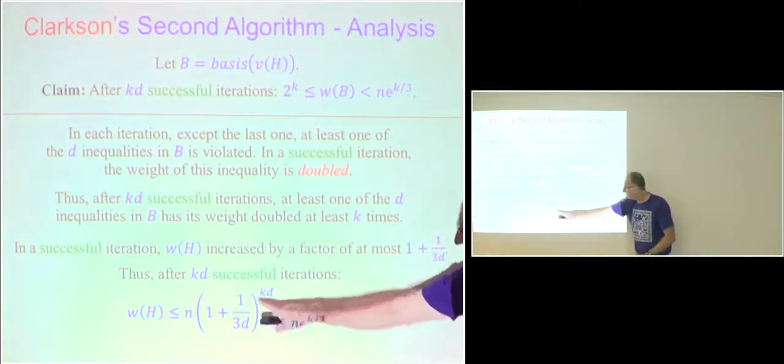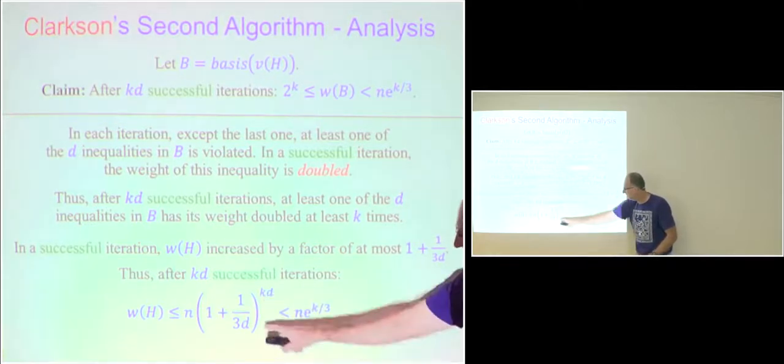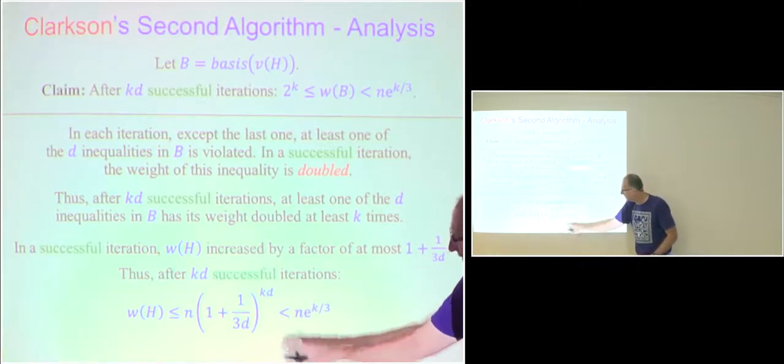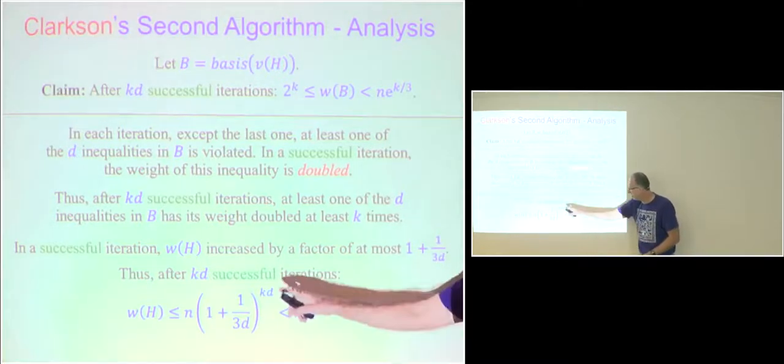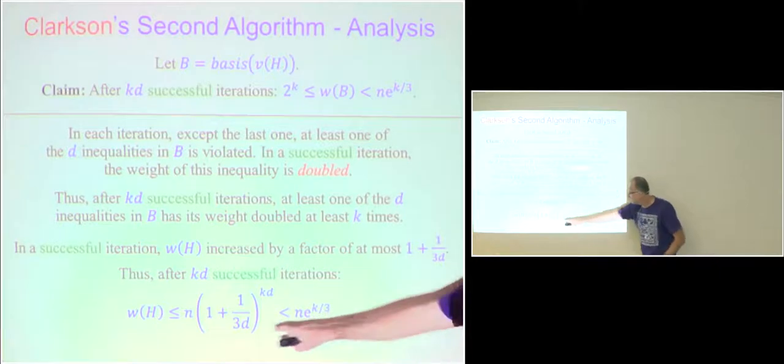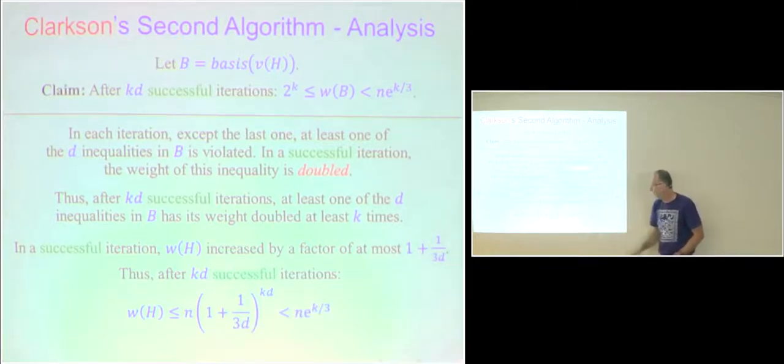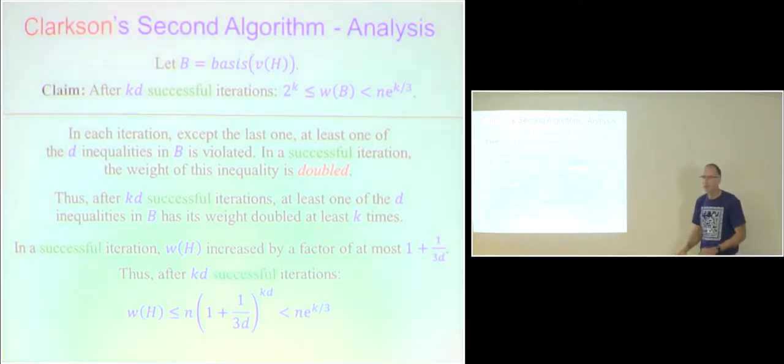Okay, now we have the standard inequality that 1 plus 1 over D to the D is less than e. Since we have a 3 here, we get the following bound. Okay, so that's the whole proof of this lemma.